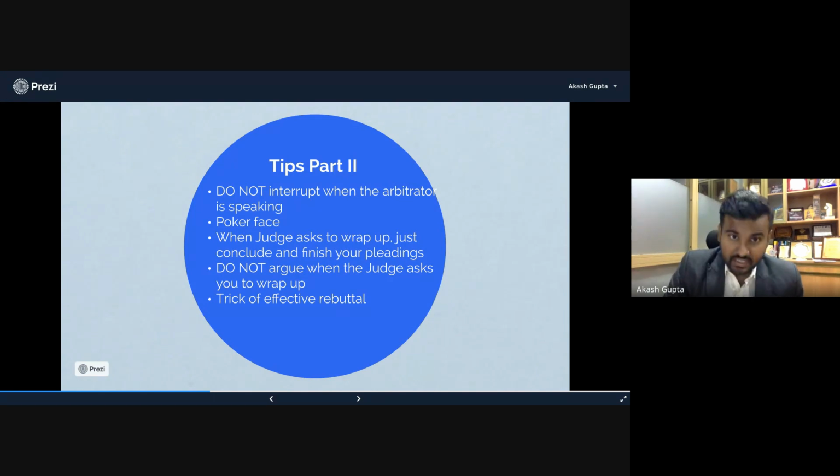Tricks of effective rebuttal. What is rebuttal? A rebuttal is more like a cobra attack. It doesn't run back and forth.